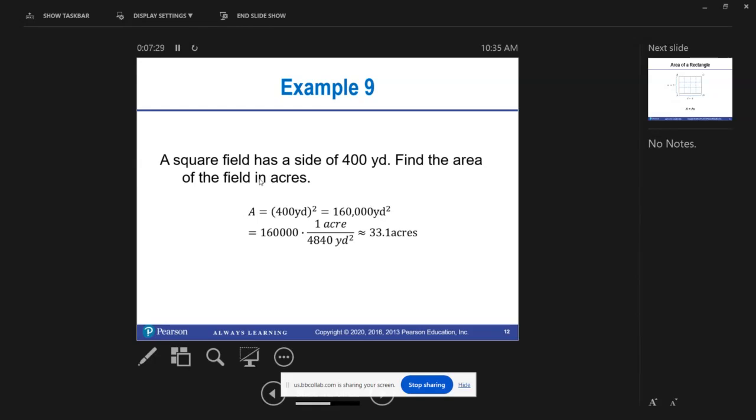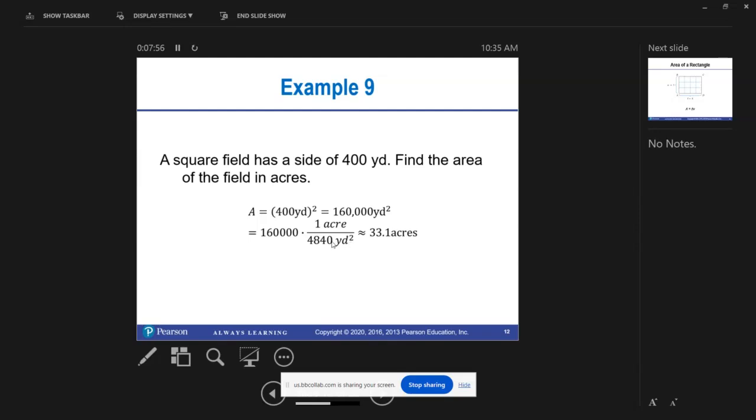Now it wants to know the area in acres. So once I've got my square yards, I'm going to use my conversion chart that we saw a few slides ago. And I have 160,000, and this is in square yards. I did not put the units in there, so I will fix that. But you're going to put 1 acre on top and 4,840 square yards on the bottom because you want the square yards to be diagonal from each other.